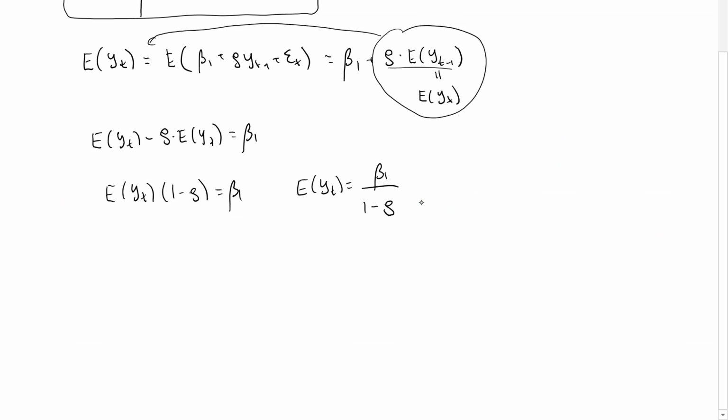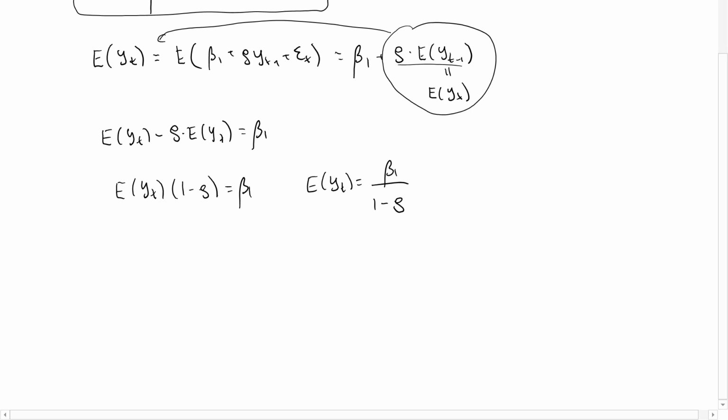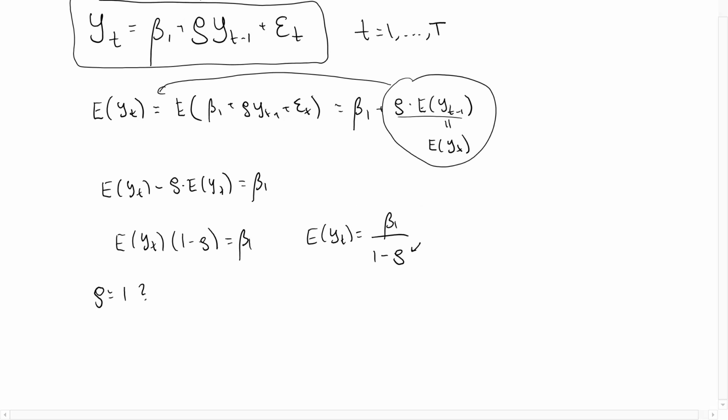So one tiny issue here, and that is this formula. What would happen if rho is equal to 1? Well, in that case, the denominator is equal to 0, and you can't divide by 0. So it seems like we've hit kind of a dilemma here. How would we calculate the expected value of yt if rho was equal to 1? Well, it turns out that when rho is equal to 1, this process is actually not stationary. So if rho is equal to 1, then it's not stationary.